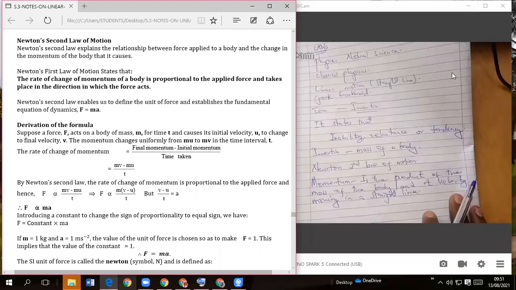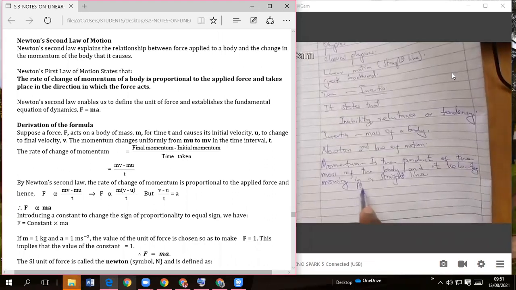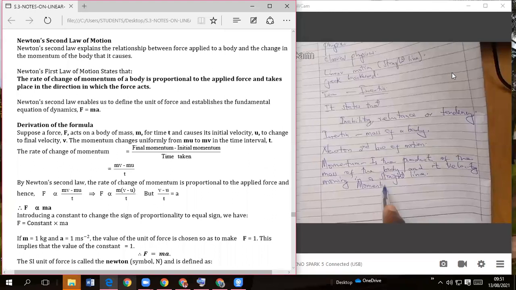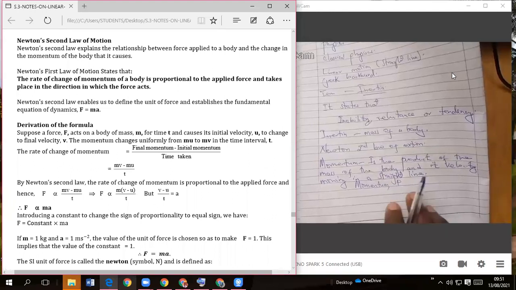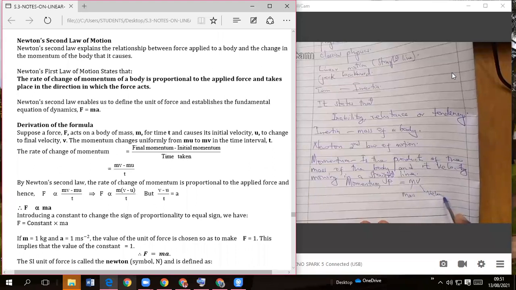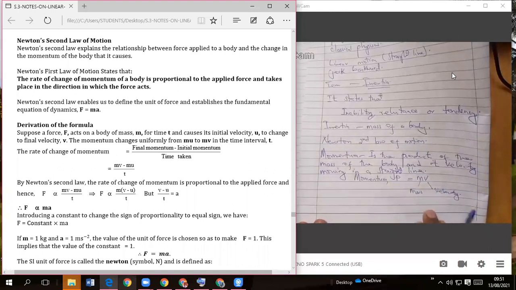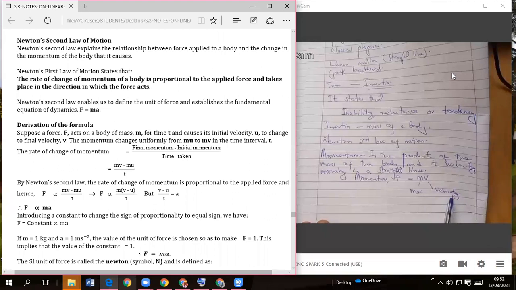So in a nutshell, momentum, we use the letter P for momentum, which is equal to mass times velocity, where M is the mass and V is the velocity of the body. Momentum is affected by only two things: the mass of the body and the velocity of the body.